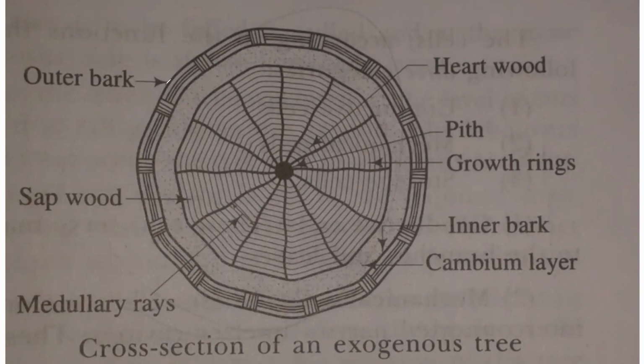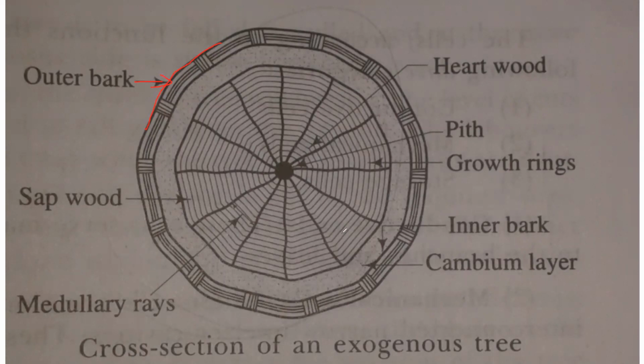the outermost portion is called outer bark. This outermost portion is called outer bark. This is the hard portion. We will discuss all these components in detail in the coming slides. Now I am just showing which component is which in the figure, and then we will discuss all of this in detail. This is called outer bark.